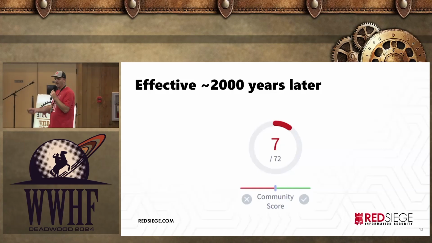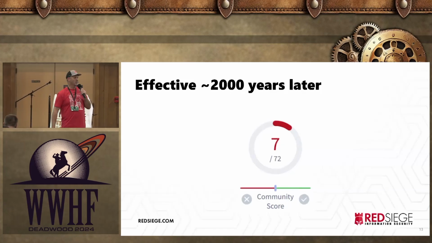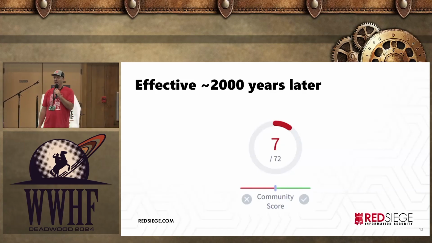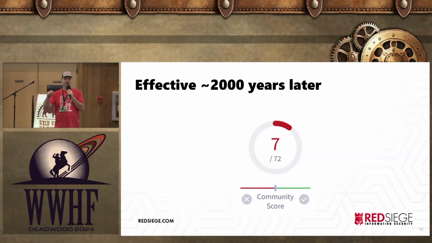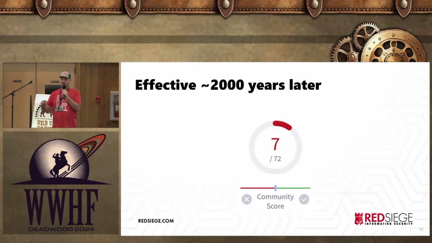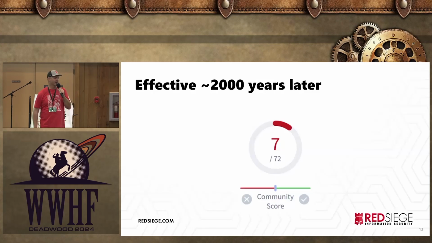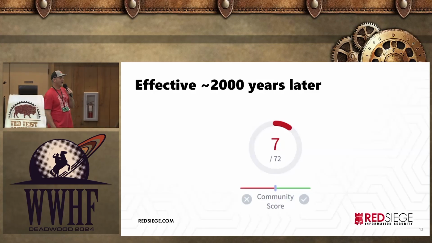It was 7. Side note, one of our guys was doing a web app pen test, and he's like, this looks really like ROT13, but the data wasn't decoding. And so he just brute forced it. It ended up being ROT17 that they were using to encrypt the data in the web app. So that was fun. But 7 of 72.